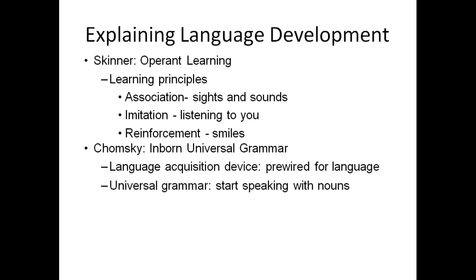Then we're going to move on to Chomsky, and Chomsky believed that we had an inborn universal grammar. And he said that we had a language acquisition device, meaning we learn language because of a device inside of us in our brains, and that we are automatically pre-wired to speak the language that we speak. He also believed in universal grammar and to start speaking with nouns.